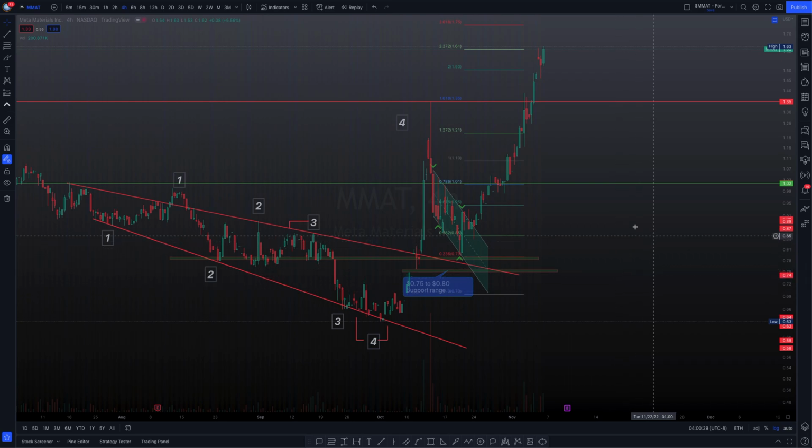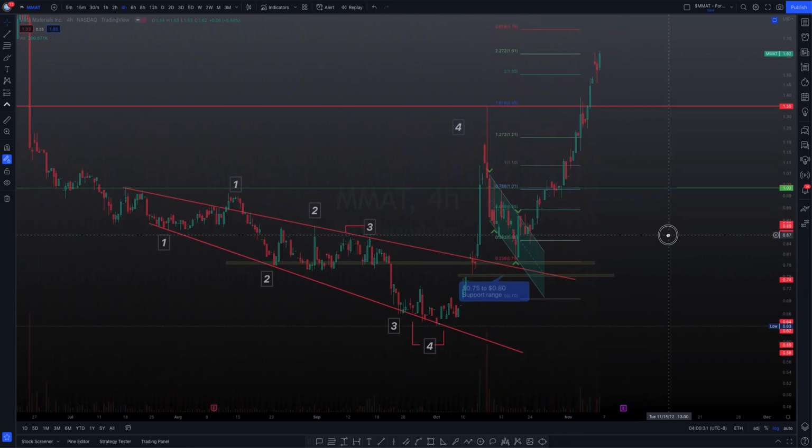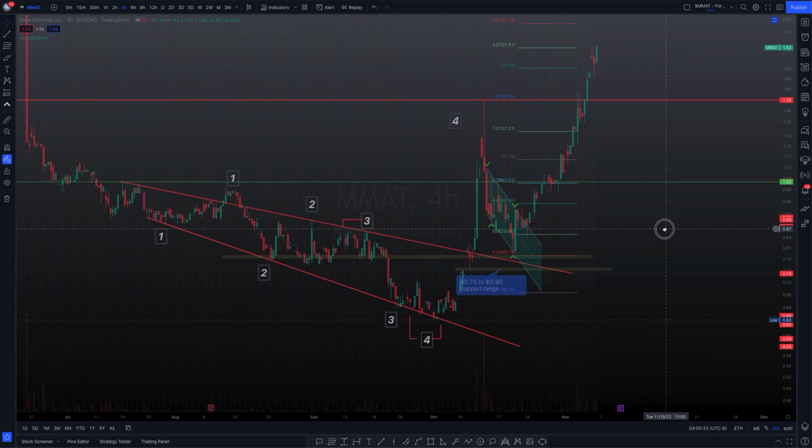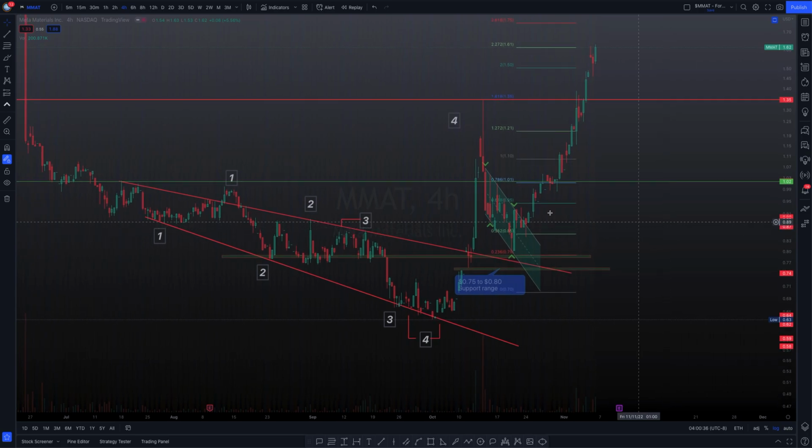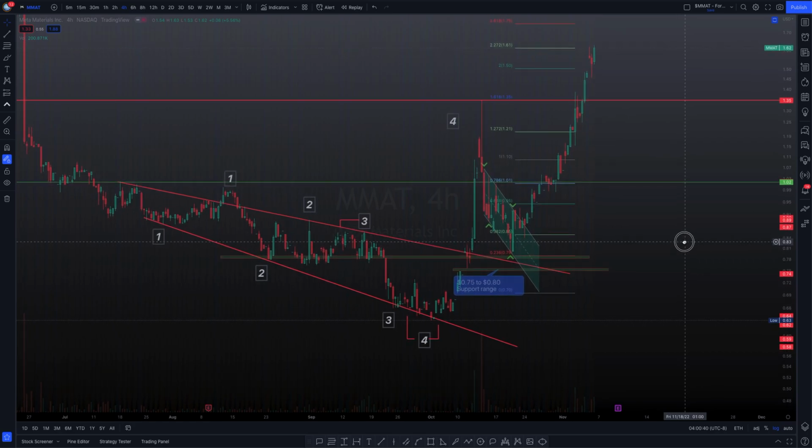So let's go ahead and dive right into the charts. We're looking at MMAT on the 4-hour chart, you guys. We were tracking this for quite a bit now, and this was also a suggestion from someone on YouTube. I forgot his name, my apologies. Another recommendation came from a trading group on Discord called the Viking Gorillas, and they're really good guys. They have been tracking MMAT as well.